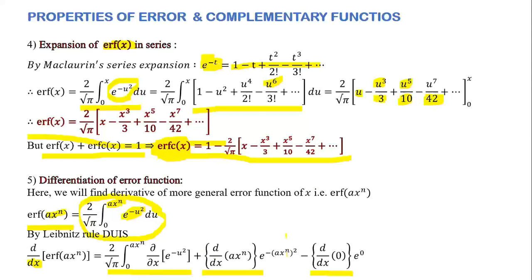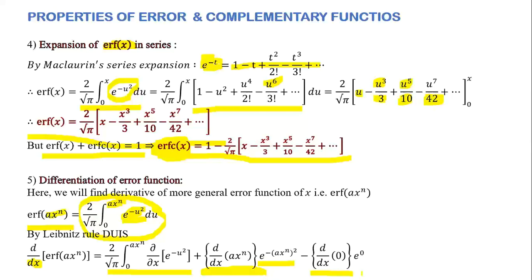Now I will explain the second term. In the second term, consider this function as it is, and just replace u by the upper limit. What is the value of u? Replace u by the upper limit, ax raised to n. So this term becomes e raised to minus u square, meaning ax raised to n whole square, and multiply by the derivative of this upper limit. So again, in the second term, we consider the derivative of the upper limit multiplied by the function itself, but in the function replace u by the upper limit.